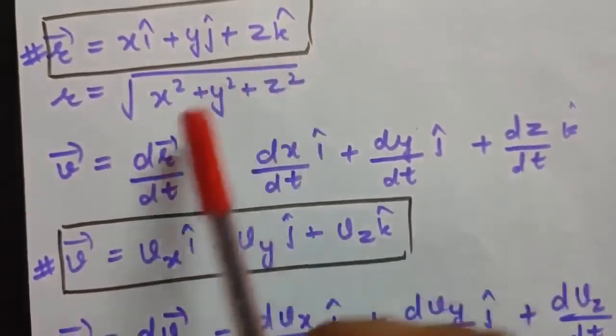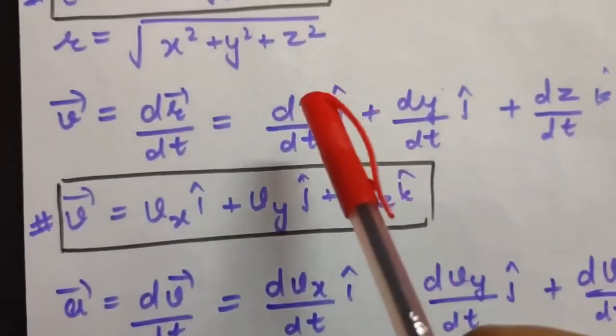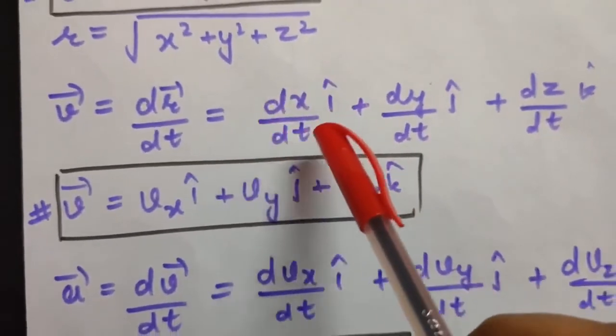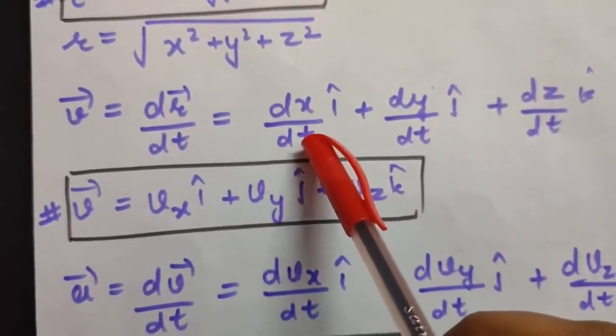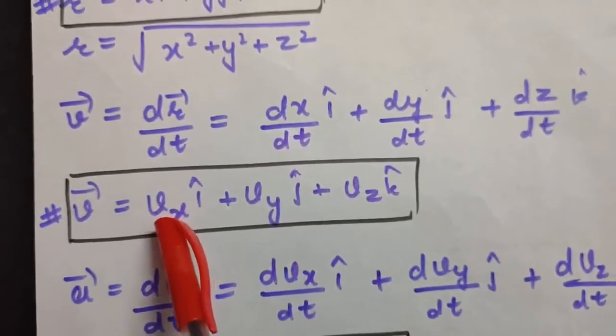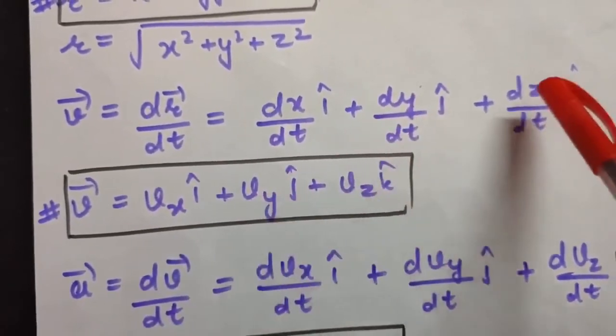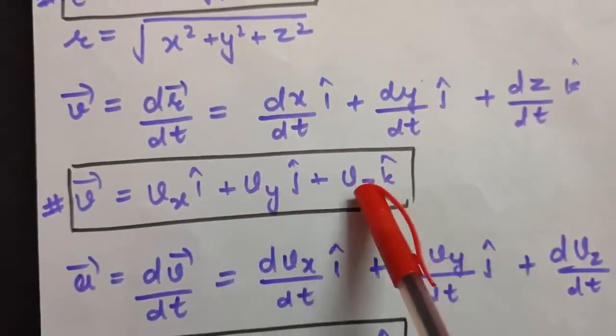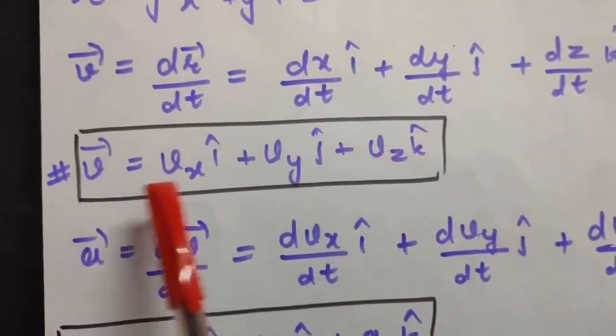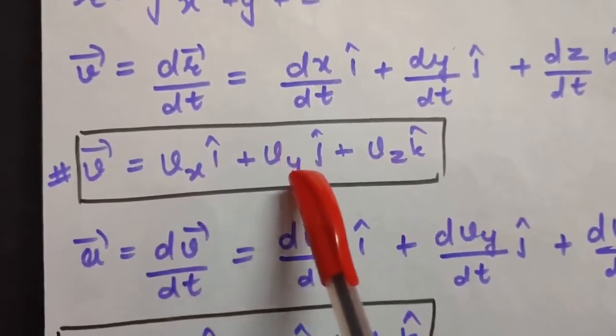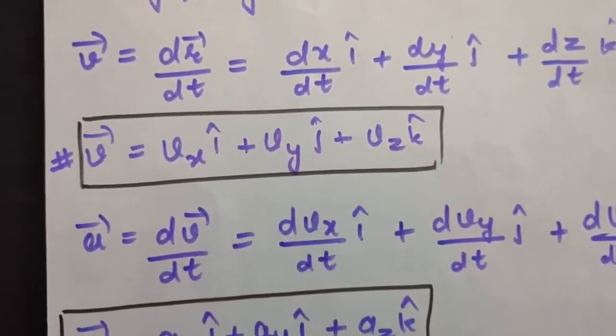Now if you look, dx by dt is nothing but the component of velocity in the x direction, so I am writing it as vx. Similarly, this is the component of velocity in the y direction, so vy, and dz by dt as vz. So this is your velocity vector, which is vx i cap plus vy j cap plus vz k cap.